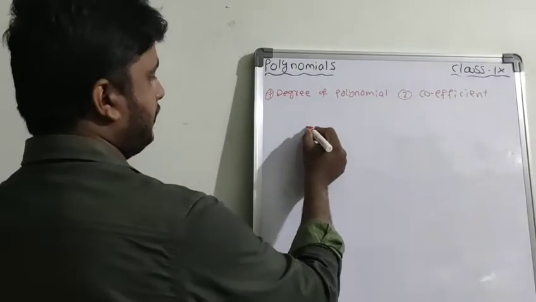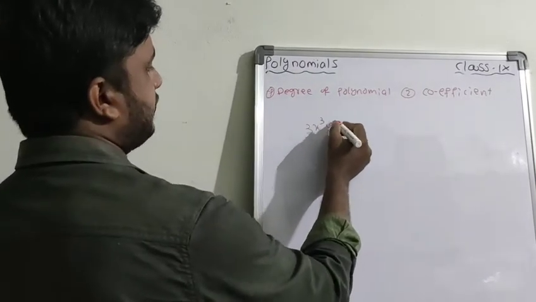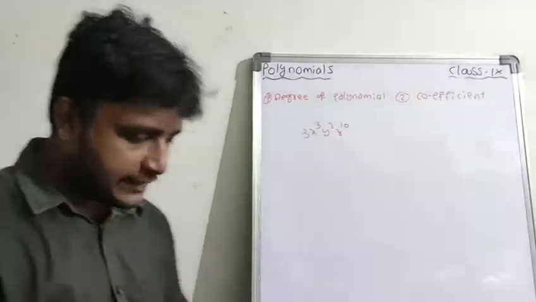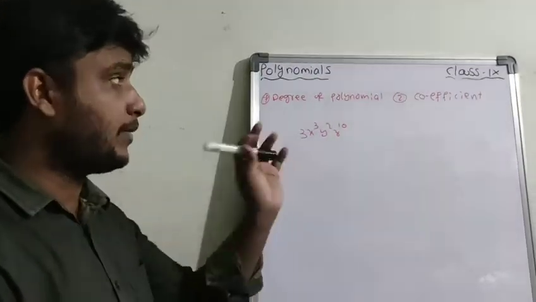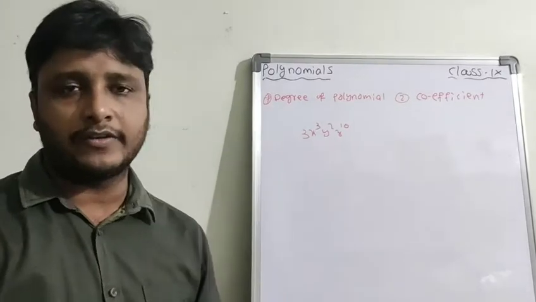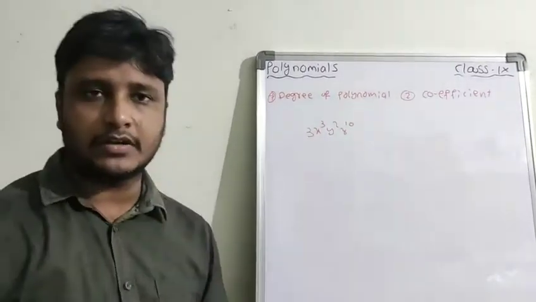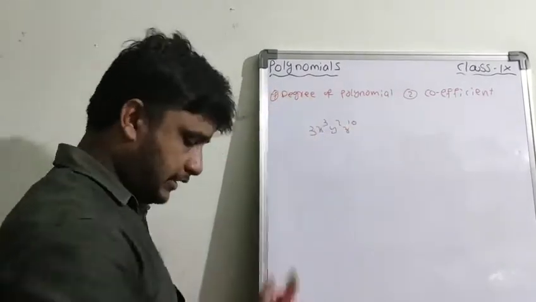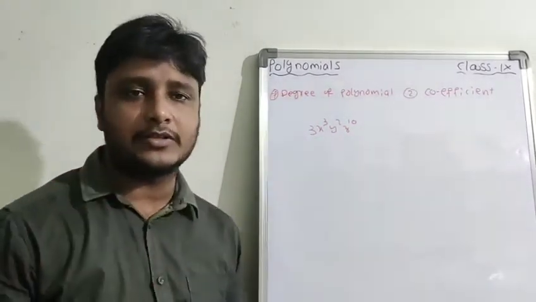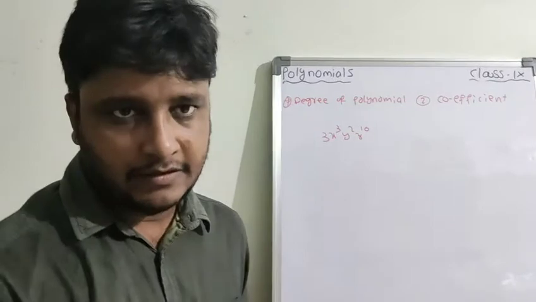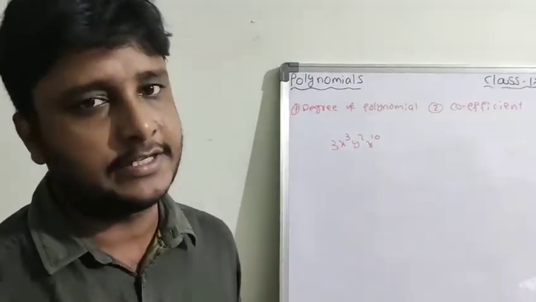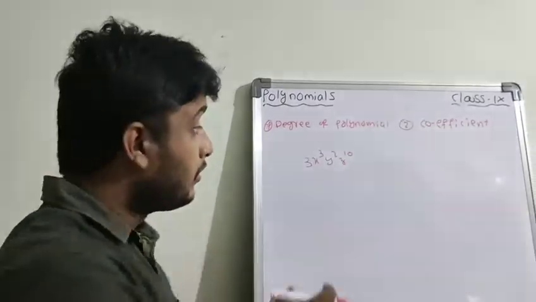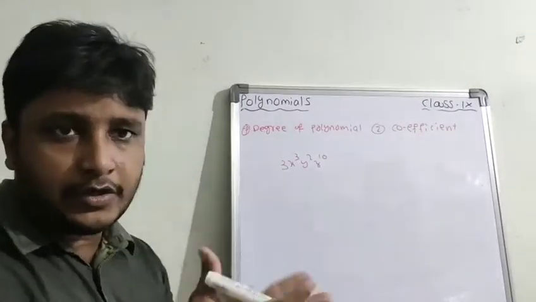Say for example, 3x cube y square z power 10 is there. So how to find the degree? First of all, you have to check whether it is a polynomial or not. How to verify? Simple. If the powers of the variables are non-negative integers, then it is a polynomial. Yes, 3, 2, 10, it is a polynomial. Only for polynomials do we have a degree. If it is not a polynomial, then it has no degree.